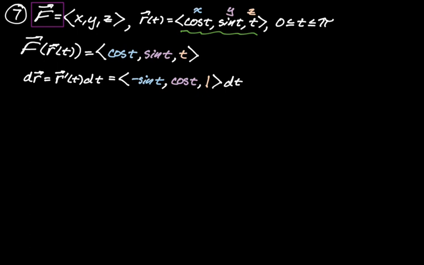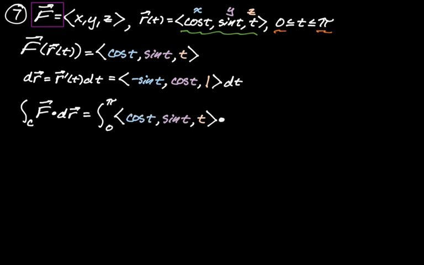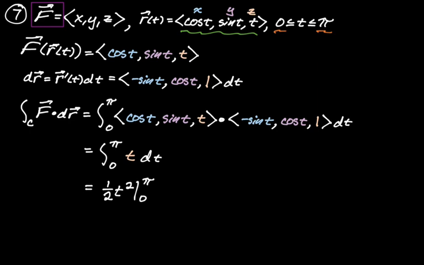What are we integrating with respect to? So the line integral along C of f dot dr is going to be the integral from 0 to pi of f dot dr. So we take f of r of t dot dr, which we found is negative sine of t, cosine of t, 1. We actually do the dot product. In this case, we get negative sine cosine plus sine cosine plus t. So all that's left is t. So we reverse the power rule, plug in, and you get pi squared over 2. Not a bad problem. All right, let's take a look at the next one.